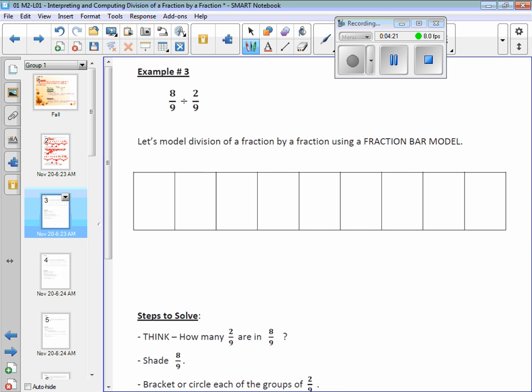Okay, now we have 8 ninths divided by 2 ninths, right? How many boxes do I have? Count them. How many we got? We have 9, right? In this case, each box is going to be worth what? Angelina. 1/9. Let's put that value in each box.